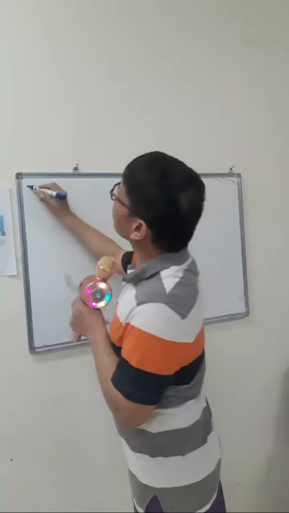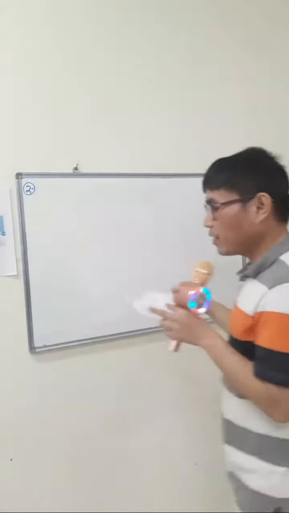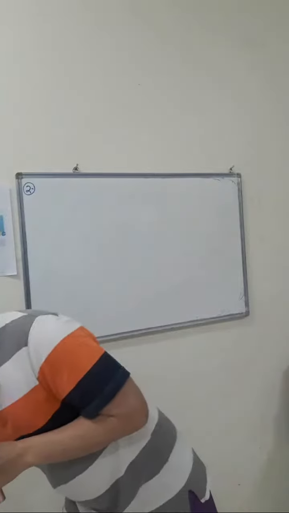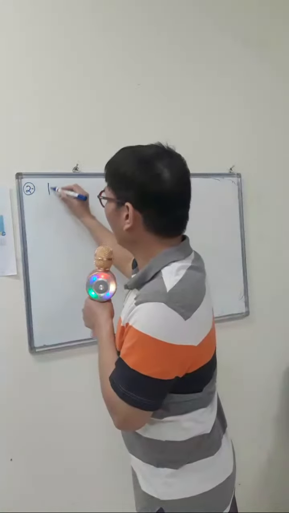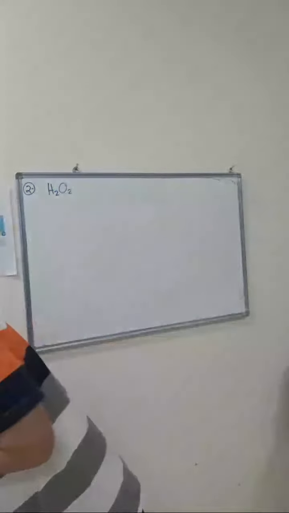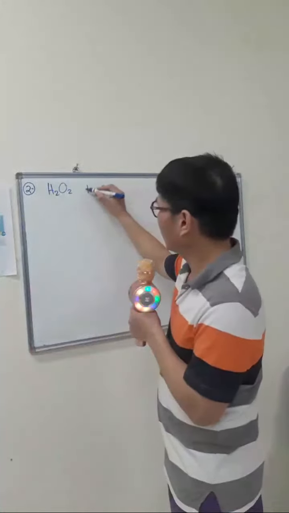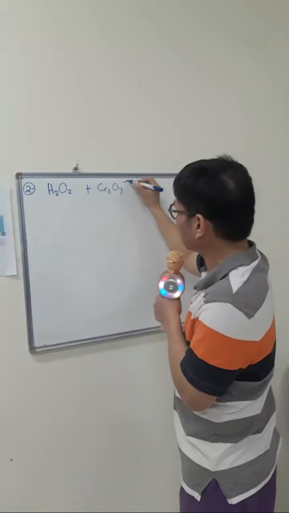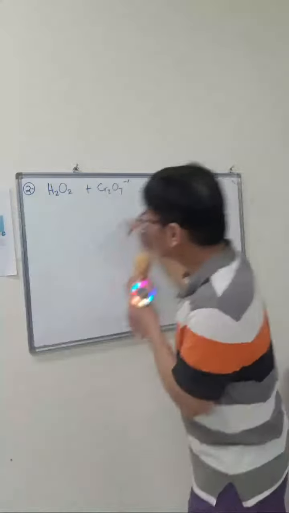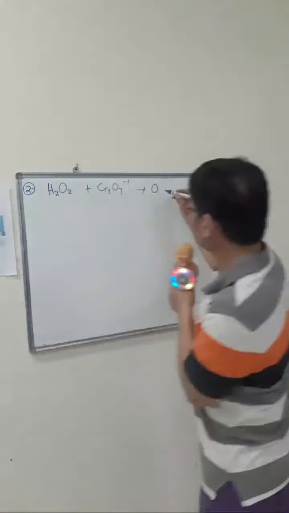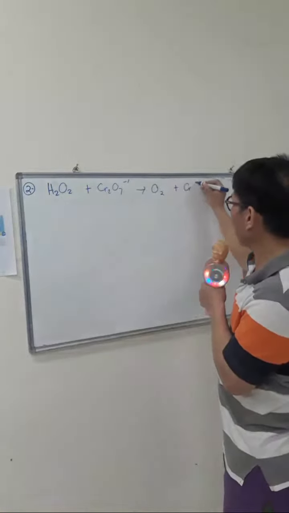Number 2. We have hydrogen peroxide plus dichromate, Cr2O7 2-, and then oxygen gas plus chromium 3+.